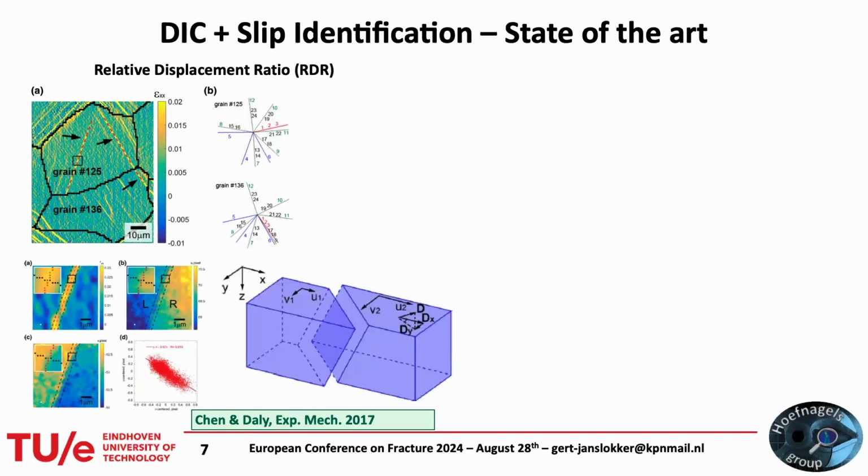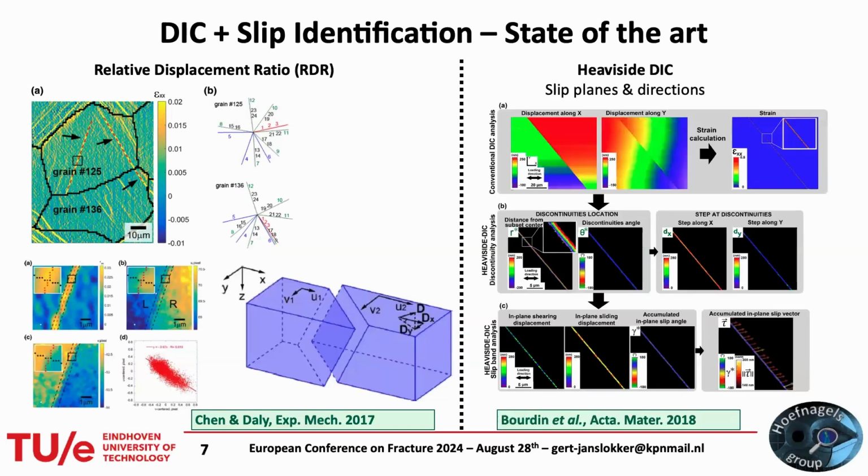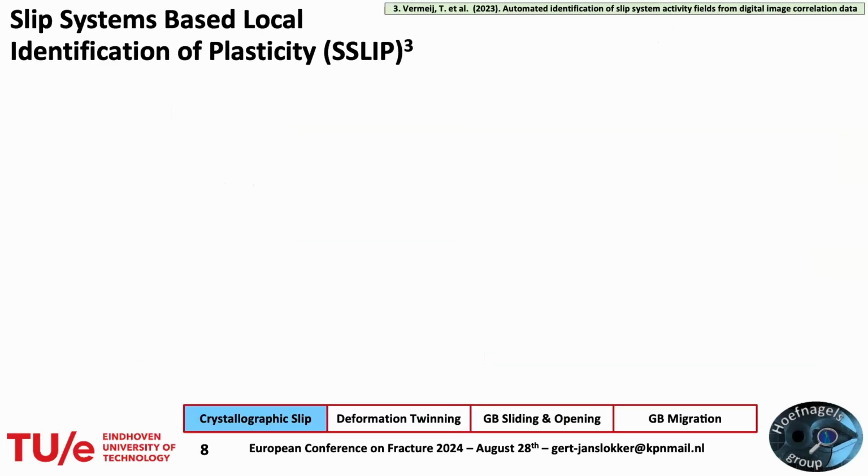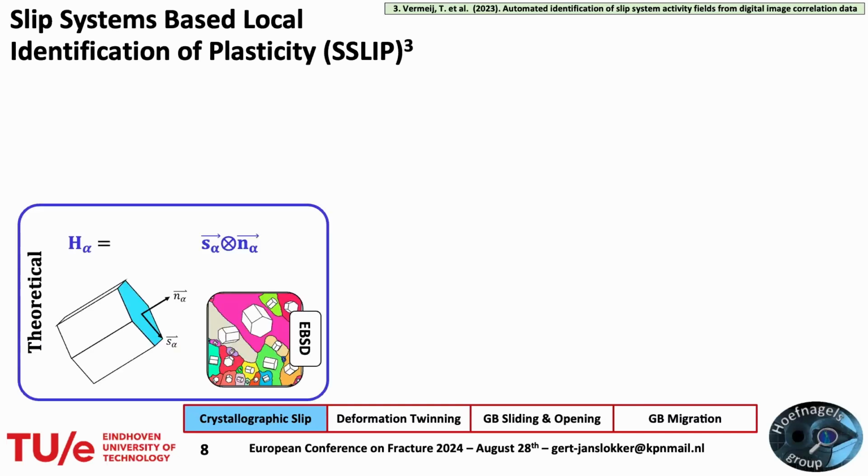Well, there are some state-of-the-art methods like the RDR methods and the Heaviside DIC methods, which are quite good methods, but also show some difficulties when slip traces are close together. Well, with our group, and I think Johan already introduced it, we have a quite funny name for an algorithm, called SLIP: system-based local identification of plasticity. And how does it now work? This one really includes all the information.